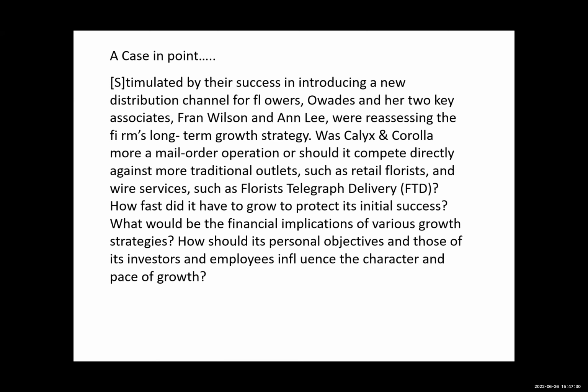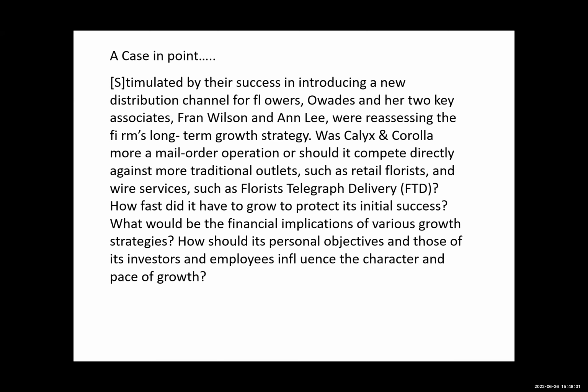So you must be ready for losing some games. Otherwise, in the long term, you are not going to be a good player. In a similar case, when you are going for a long-term growth strategy, there will be some impact on some key stakeholders. Right? You need to assess that impact properly. So what would be the financial implications of various growth strategies? So this is a clear case of reassessing the long-term growth strategy.